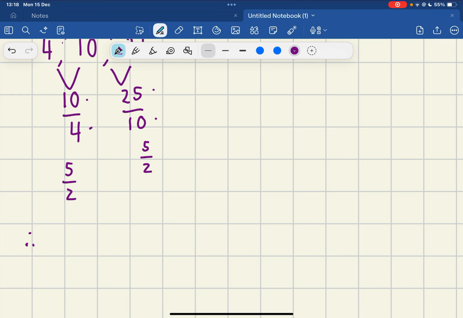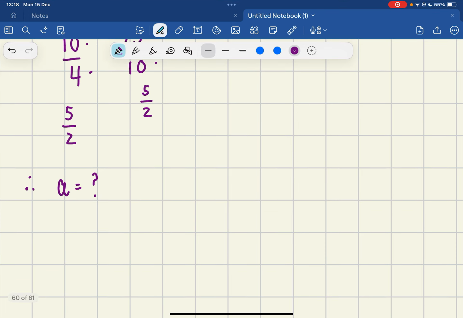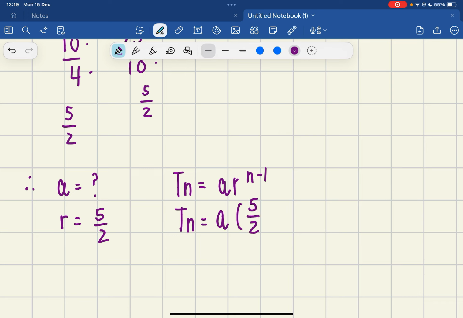So therefore, we don't know our A, we already know our R. Our R is 5 over 2. And then in our T of n formula, we can just plug this in so far. T of n is equal to A, R to the n minus 1. What is our R? Our R is 5 over 2, to the n minus 1.